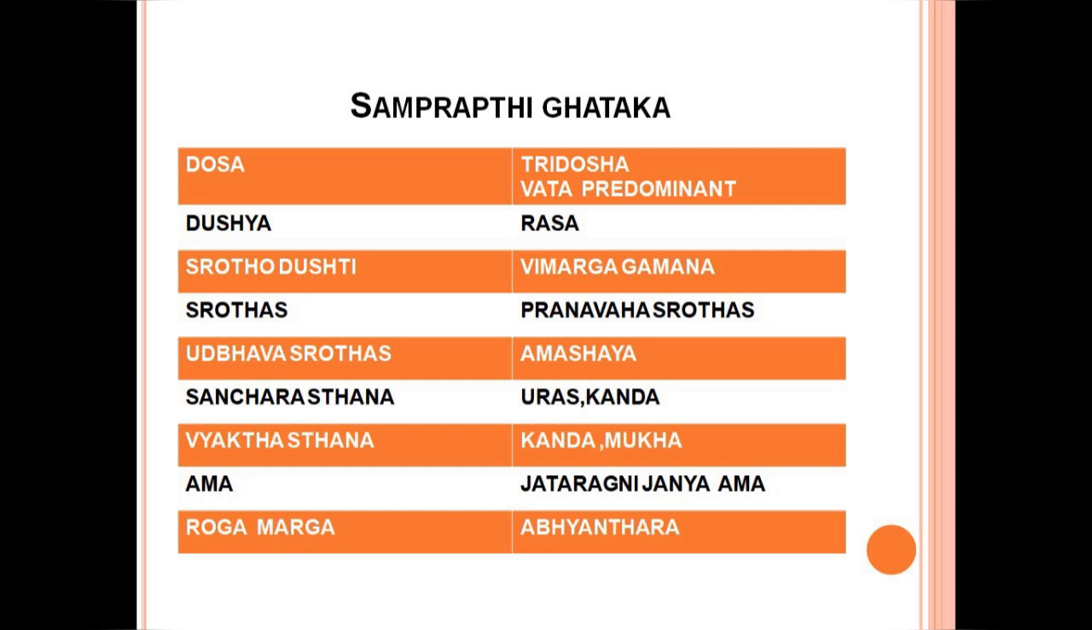And next one is Samprapti Ghataka. The dosha involved in Kasa is Vata, which gets predominant along with the other 2 doshas, Pitta and Kapha. The dushya is Rasa. Srotodushti is Vimarga Gamana. The Srothas involved here is Pranavaha Srothas. Udbhava Sthana is Amashaya, and Sanchara Sthana is Uras, chest and throat, and Vyakta Sthana is Kantha and Mukha. The Ama is Jatharagni Janya Ama, and the Roga Marga is Abhyantara.